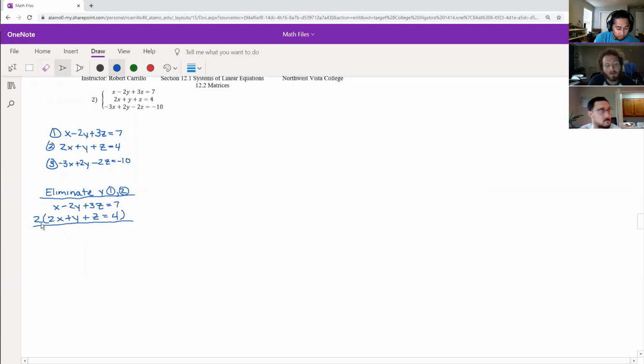All right, so this would be 4x plus an x is 5x. Our y's go away. 2z plus 3z is 5z. 2 times 4 is 8, plus 7 is 15. And this is equation 4. All right, so then we want to do the same: eliminate y between 1 and 3.